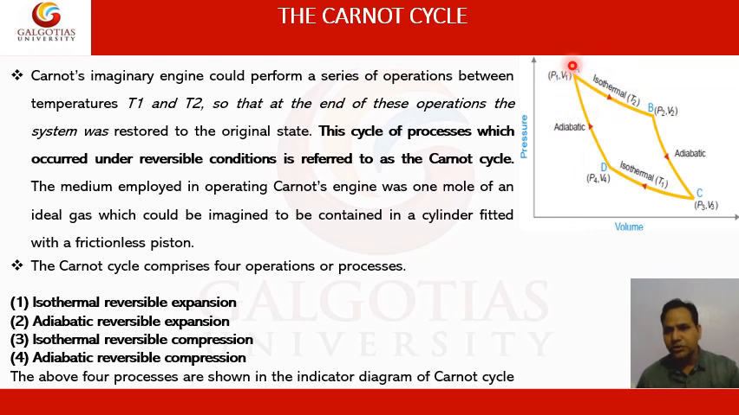So here showing positions A, B, C and D. There are different types of processes. The Carnot cycle comprises 4 operations. The first one is isothermal, the second is adiabatic, the third is isothermal again, and the fourth is adiabatic. So there is a difference between isothermal and adiabatic. These are isothermal reversible expansion, isothermal reversible compression, adiabatic reversible expansion, and adiabatic reversible compression. The above 4 processes are shown in the indicator diagram of the Carnot cycle.